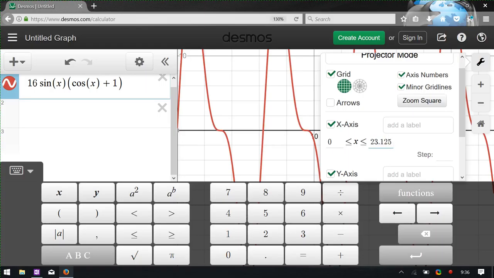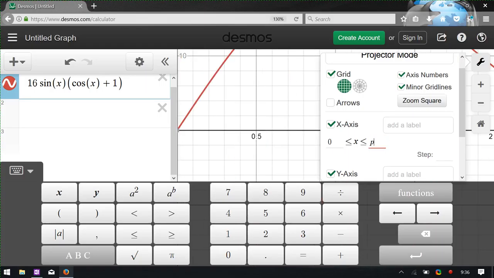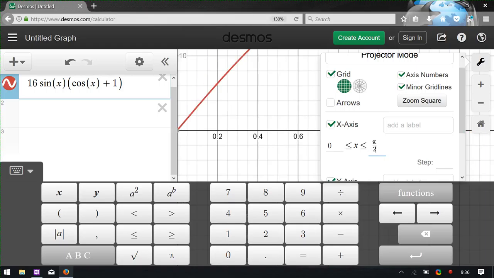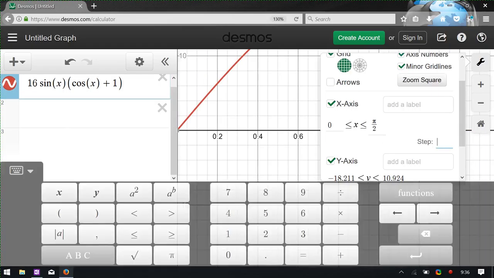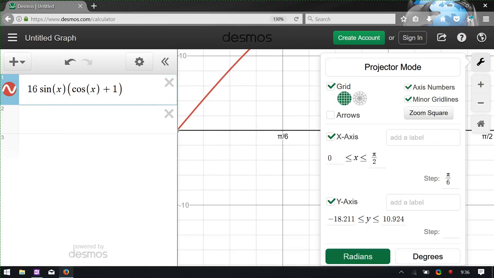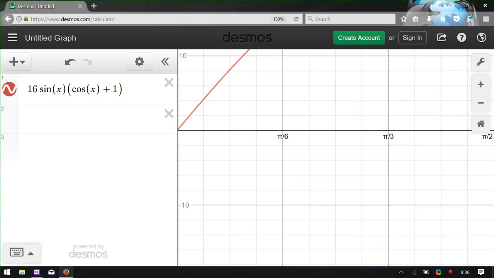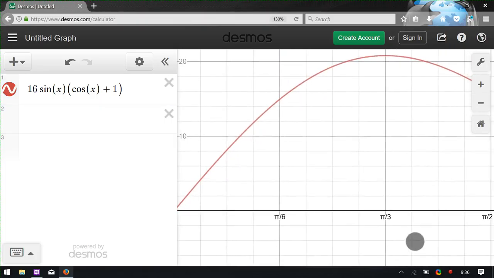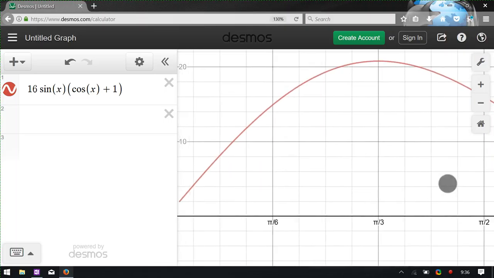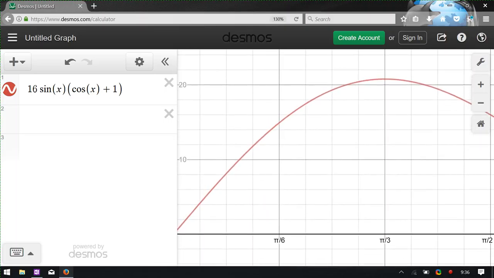I think we're in radians, so we should be able to just do pi over 2. I could step as pi over, let's do pi over 6. Now, we have a pretty good window right here. It looks like pi over 3 is the winner.